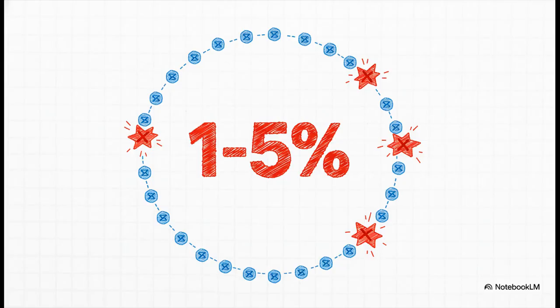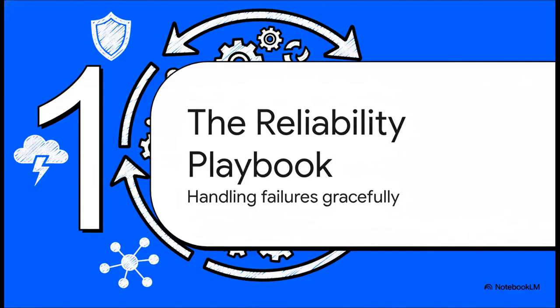And let's be real, this isn't some theoretical what-if scenario. We're seeing that AI systems out in the wild have a raw error rate of somewhere between 1 and 5%. So failure isn't just possible, it's a flat-out guarantee. The only thing you really have control over is how your system reacts. And that's where this whole idea of a reliability playbook comes in.